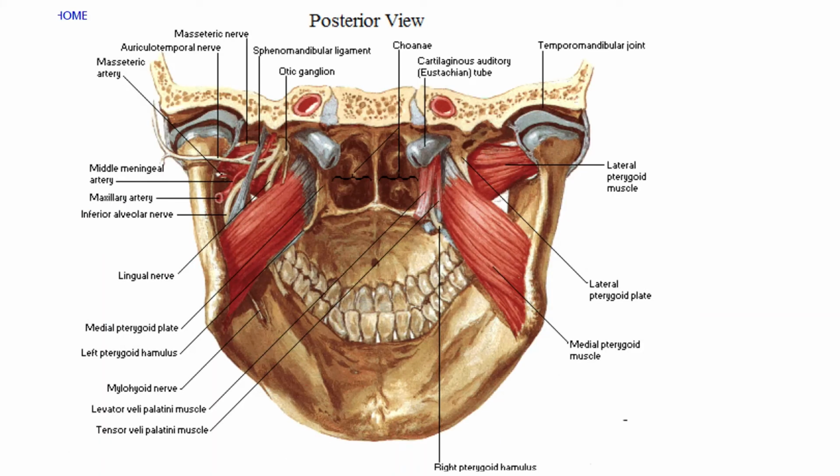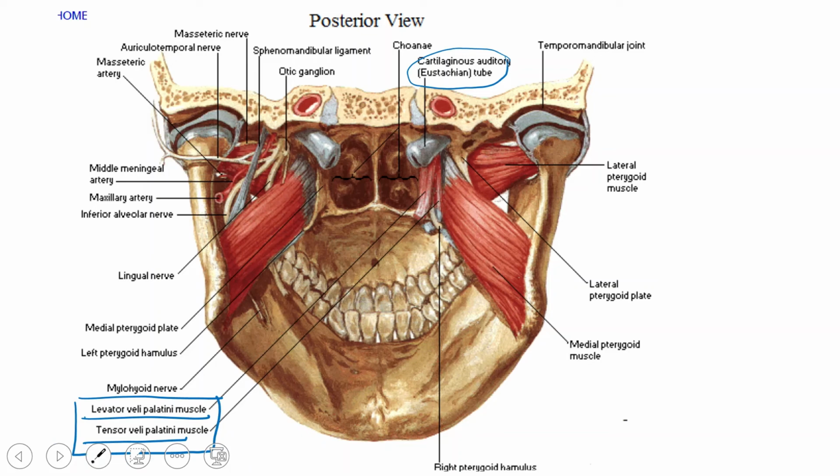This is the section taken from the base where we can make out the two muscles, the levator veli palatini and the tensor veli palatini. As we can see, the levator veli palatini and the tensor veli palatini take their origin from the cartilaginous part of the auditory or the Eustachian tube. As I have already discussed, the levator veli palatini takes its origin from the medial lamina, whereas the tensor veli palatini takes its origin from the lateral lamina of this auditory tube.